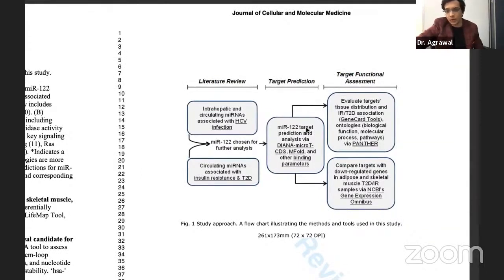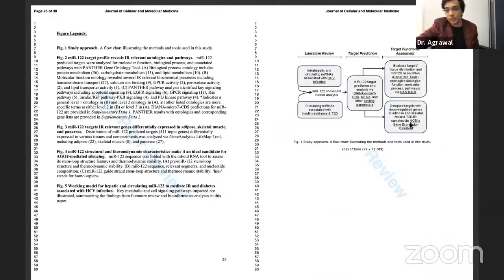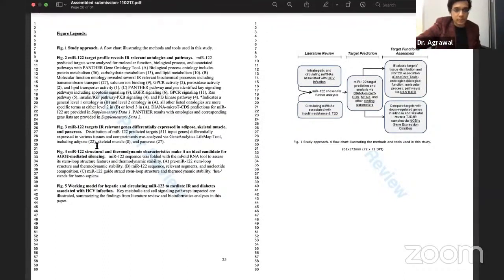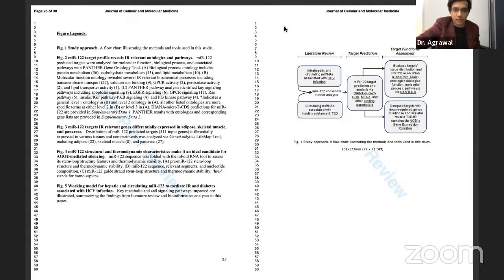We analyzed the targets of miRNA 122 with DIANA, MicroT, and M-fold. Then we evaluated the targets' tissue distribution, which causes type 2 diabetes, and compared these targets with downregulated genes in insulin resistance found in the Omnibus of NCBI. This paper actually got published in the Journal of Cellular and Molecular Medicine. That's essentially what we did, and a simpler study would possibly be a case report.